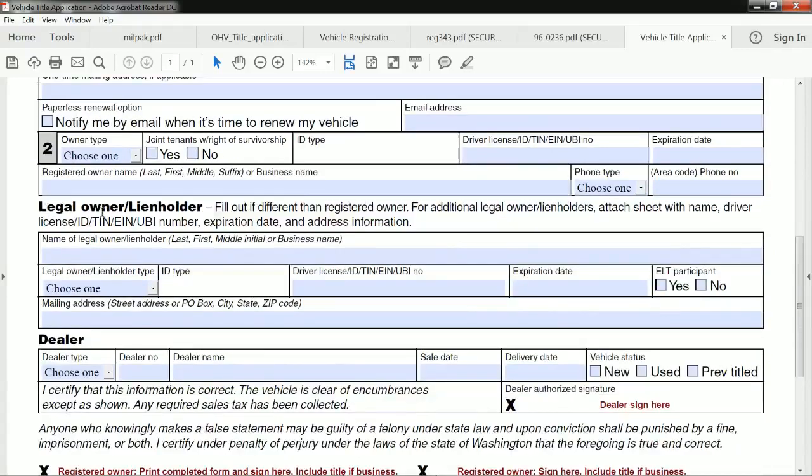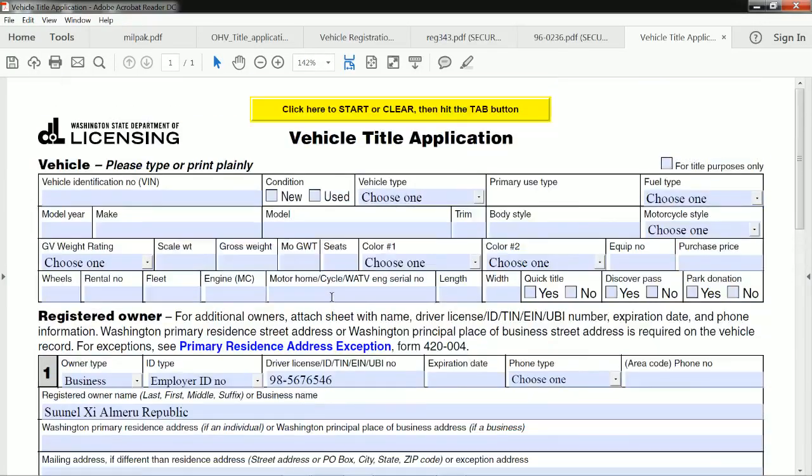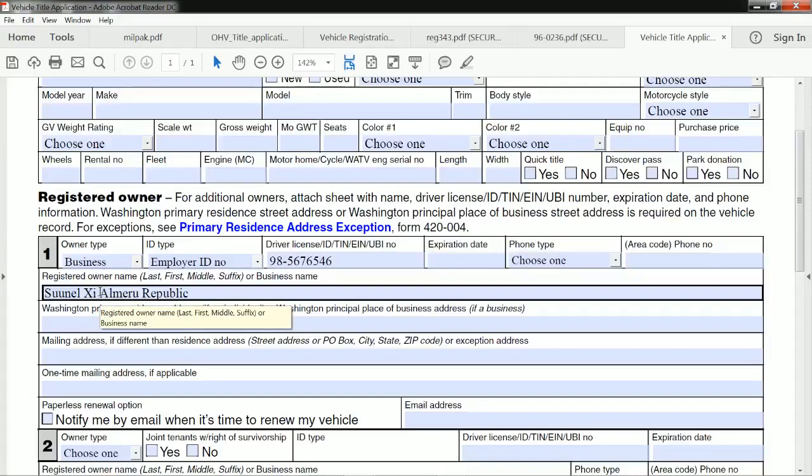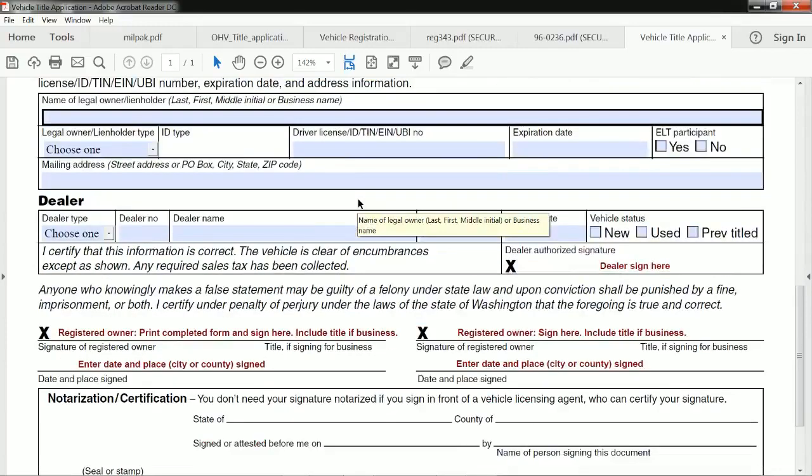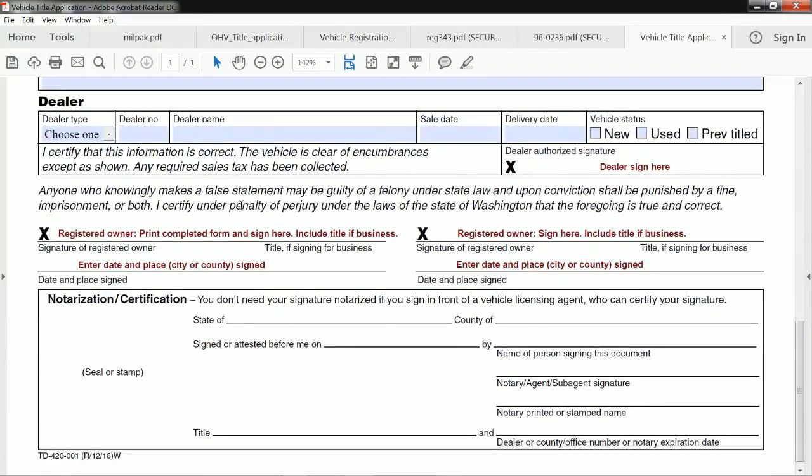Now, legal owner / lien holder. Fill out if different than registered owner. For additional legal owner, lien holders, attach sheet with name, driver's license, and address information. Fill out if different than registered. Okay. Let's see, we're in alignment. You don't have to do this twice. All right.